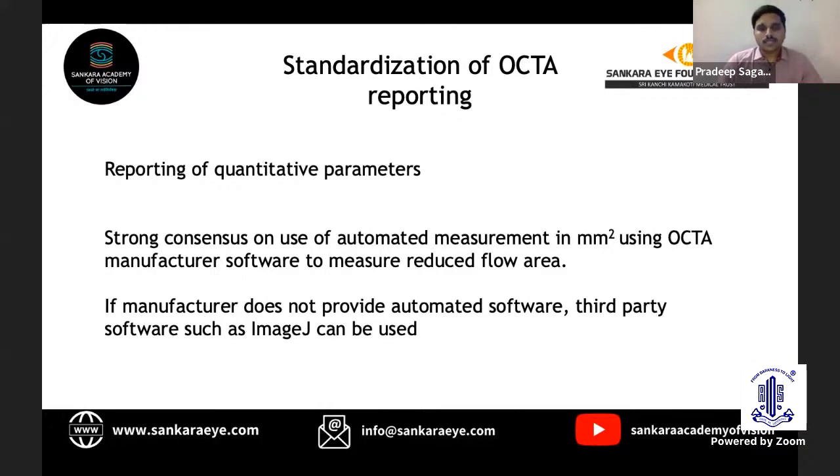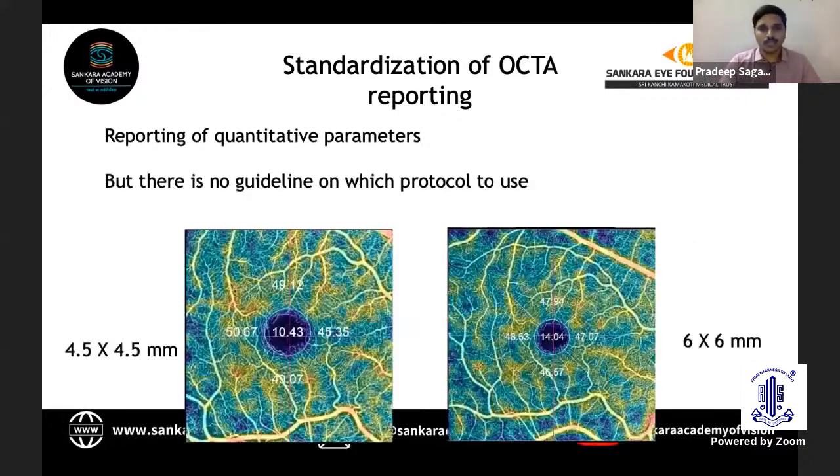And the consensus was that if the manufacturer does not provide an automated software, a third-party software such as ImageJ can be used.